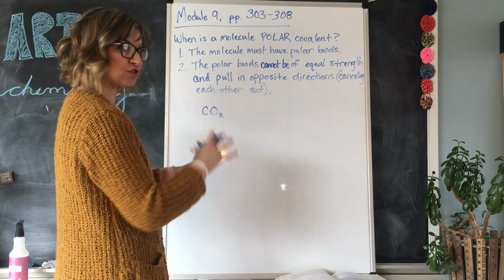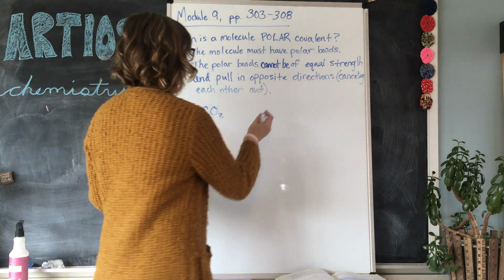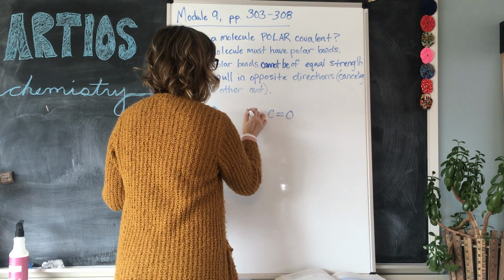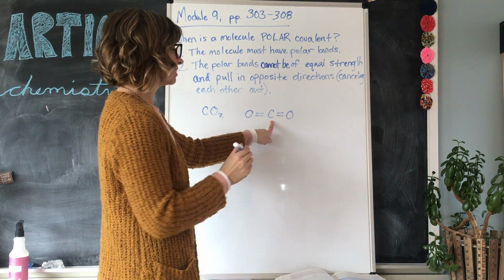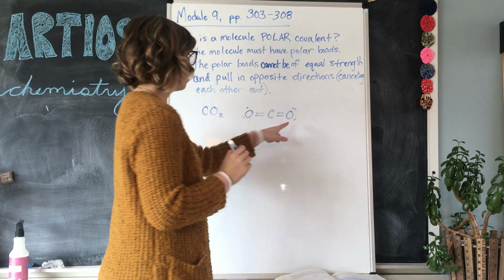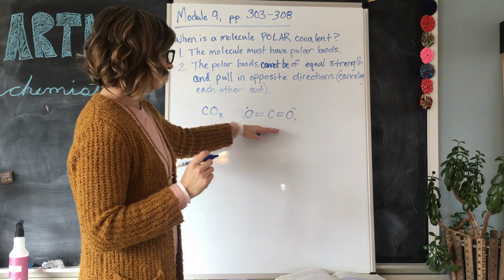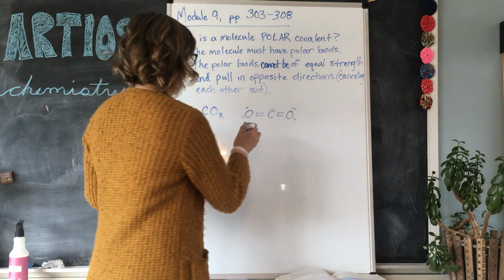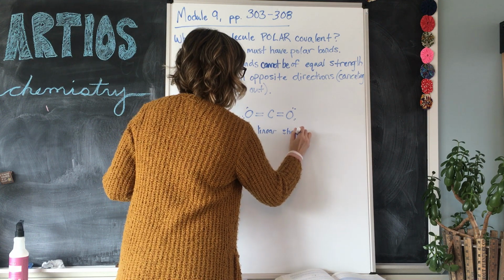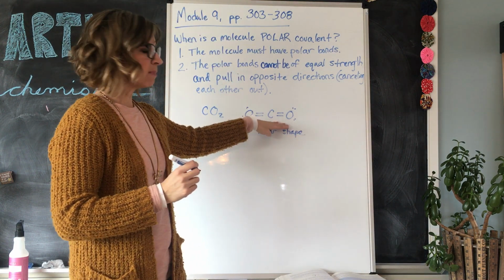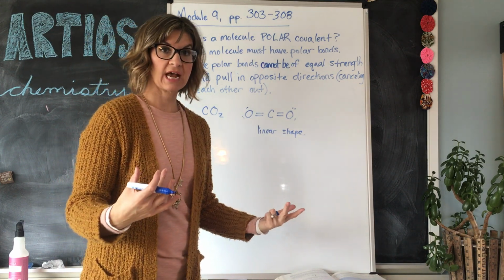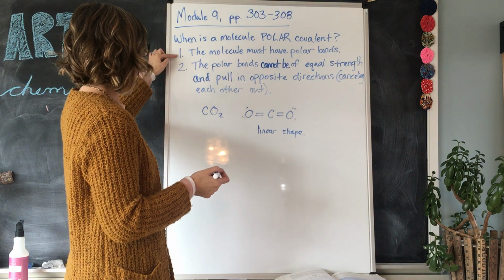CO2. After you figure out the Lewis structure, you would see that this is a molecule that has double bonds. The carbon is in the middle, and each oxygen has two lone pairs. So the geometry of this would be a linear shape. Okay, so is this molecule polar? Does it have one side that is more negative and one side that is more positive? Well, let's look at these rules.